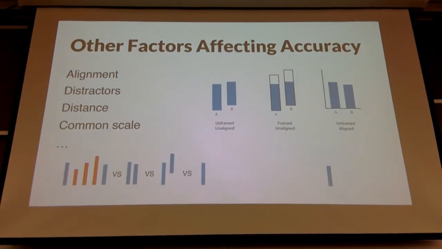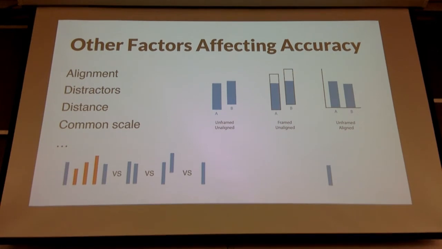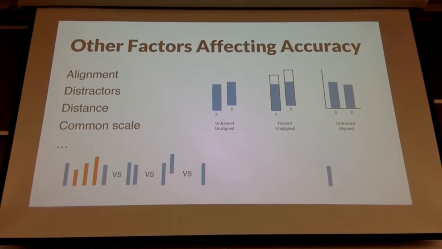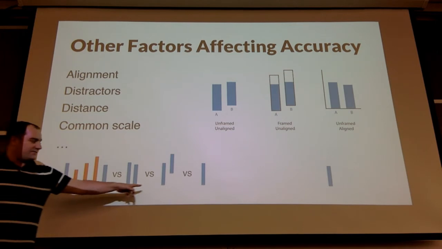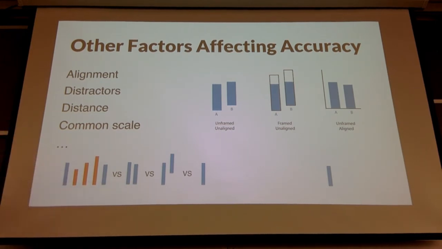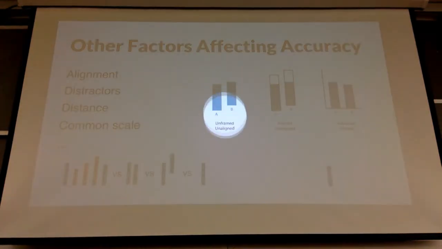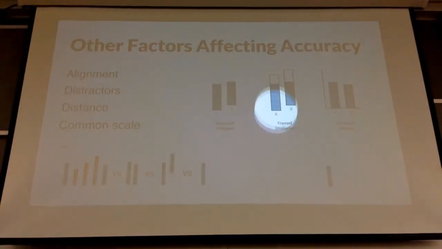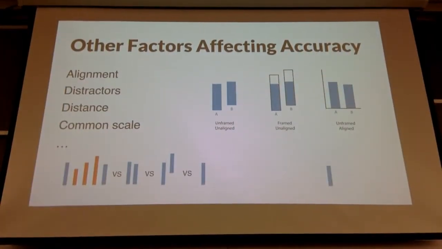Of course, there's other factors that affect our accuracy and how we perceive these things, especially alignment, distractors, distance, and common scale. So alignment obviously is like this versus this. Is it aligned or unaligned? But then it's also, we can say, is something unframed and unaligned, like here, or is it framed and unaligned? And so who would agree that the framed unaligned proportions are easier to judge than the unframed unaligned? Who would disagree? Few people. Most people have no opinion.